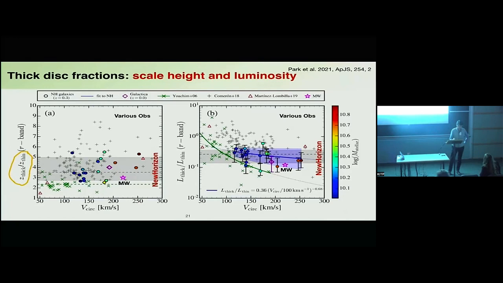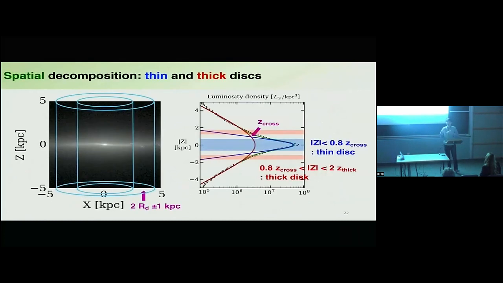All the others are the observational data, and the New Horizon is the gray band, based on about 20 galaxies here. And the thick disk luminosity fraction, I mentioned that it's between 10% and about 100%, and New Horizon covers or maybe reproduces the range reasonably well. So that was actually the answer to one of the questions after the previous talk.